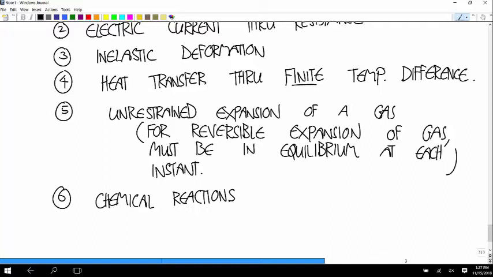And then the last one is mixing of materials in different states.